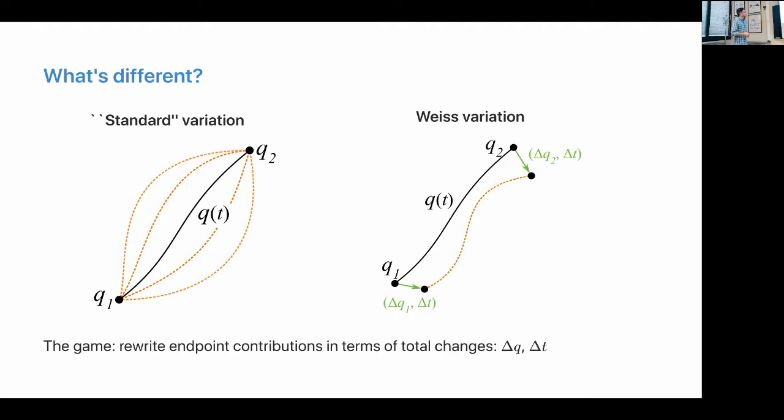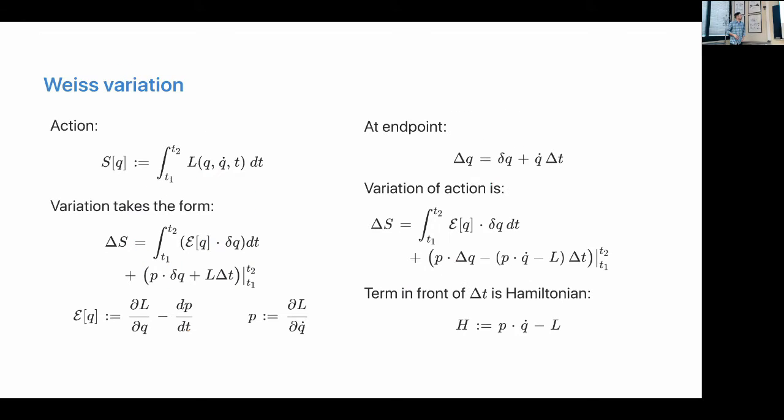Now, with the Weiss variation, not only do you allow the values of q to vary, but you also vary the time parameter when you perform variations of the action. And so the game, or the repackaging of the boundary terms that I was referring to earlier, is to rewrite all the endpoint contributions or the boundary contributions in terms of the total changes, delta q and delta t. I'll show you how it's done in the next slide.